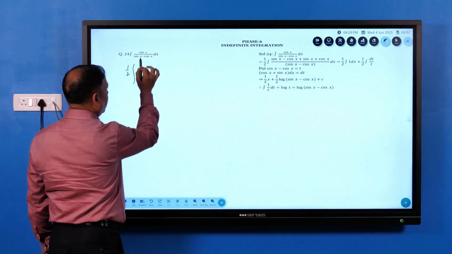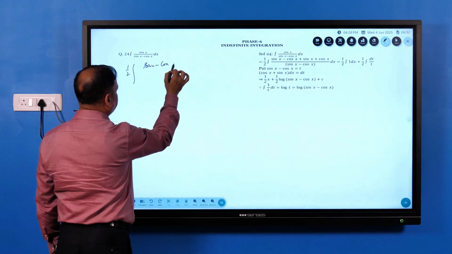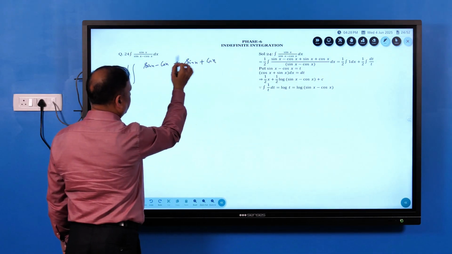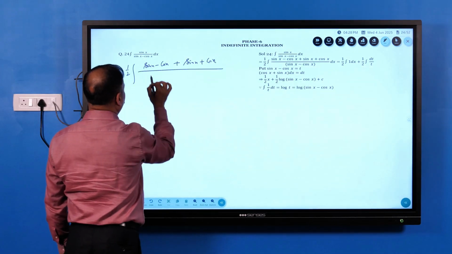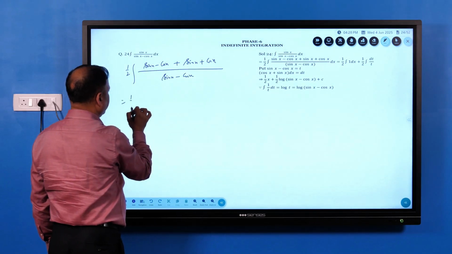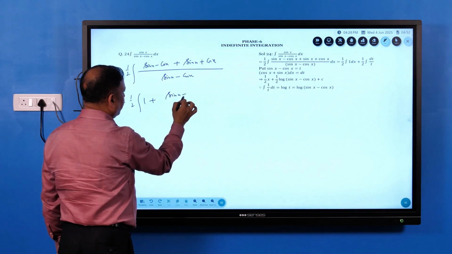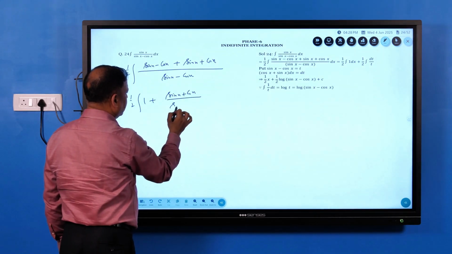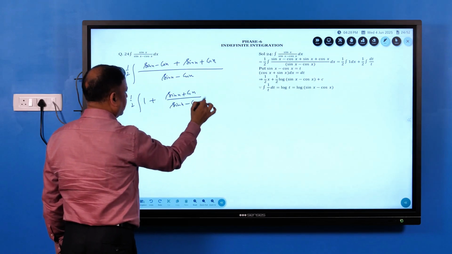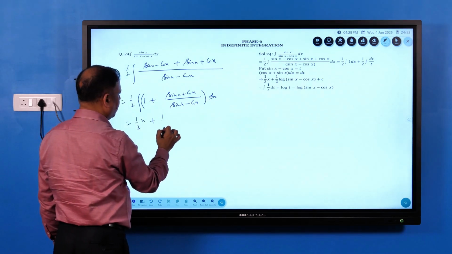So 1 upon 2, 2 sin x. Write that as sin x minus cos x plus sin x plus cos x. You can see cos x will cancel upon sin x minus cos x. So it is 1 upon 2, integral of 1 plus (sin x plus cos x) upon (sin x minus cos x) dx. So this will be 1 upon 2 x plus 1 upon 2.